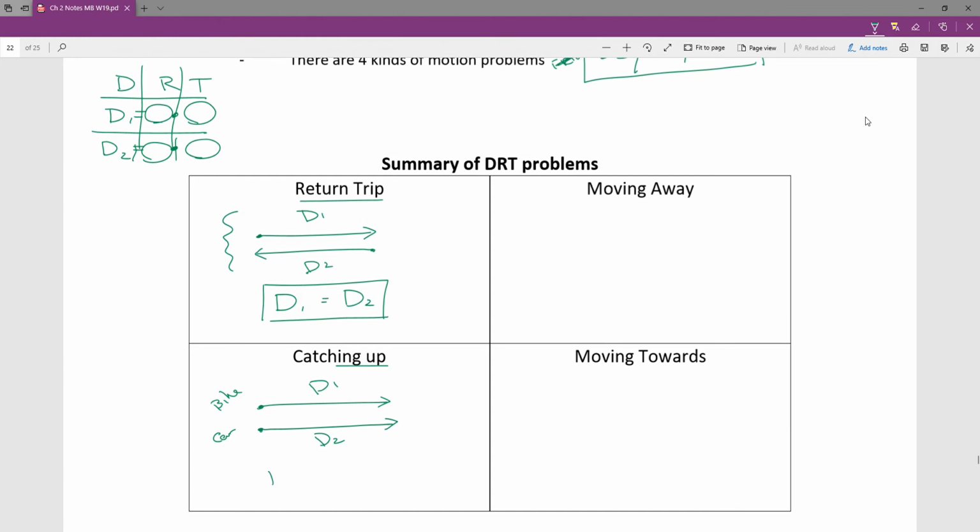So again, the framework of these would be distance 1 equals distance 2. And from drawing the picture, you can see that relationship, I think. And so that's the idea behind this sort of analysis of these distance rate time problems. So there's two more. So this moving away business.